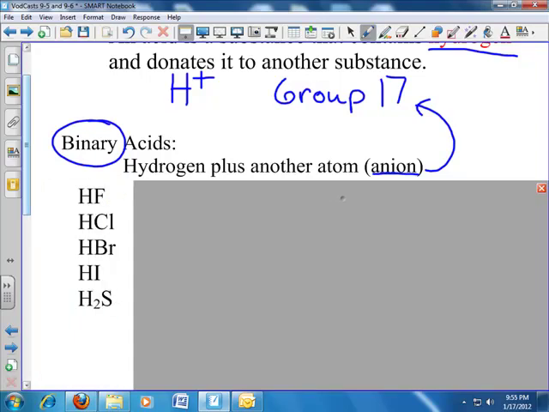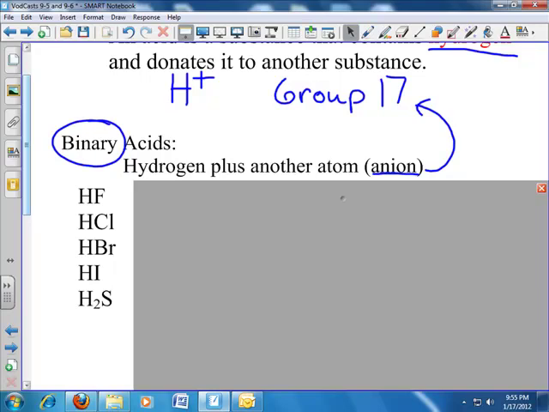So here are a bunch of binary acids. And actually, those are the main binary acids. And you see right here, I have fluorine, chlorine, bromine, iodine. Okay, those are the group 17 elements that hydrogen mainly bonds with. And then here's a group 16 element that it also bonds with. But those are all our binary acids, and to be perfectly honest, those are the main binary acids.